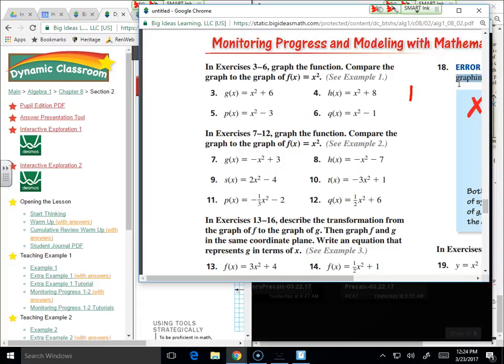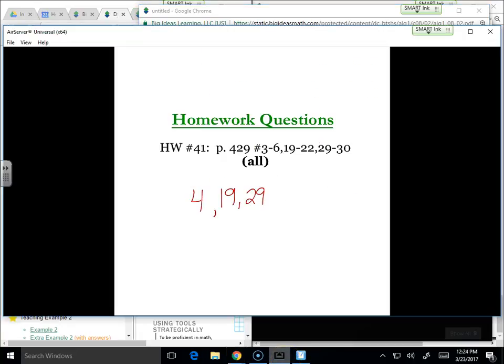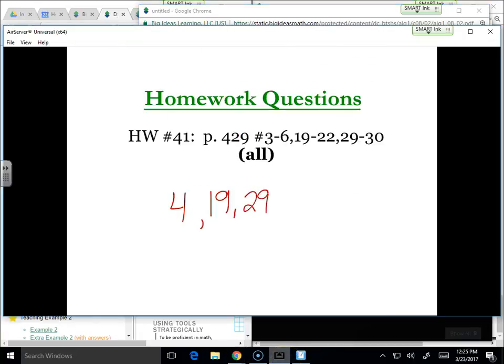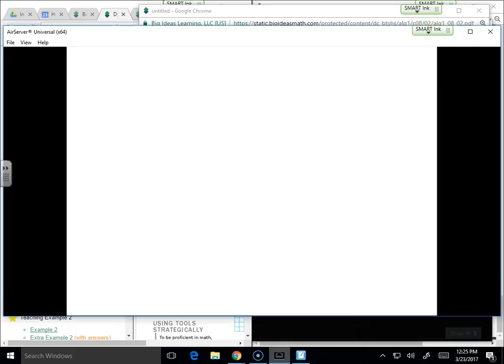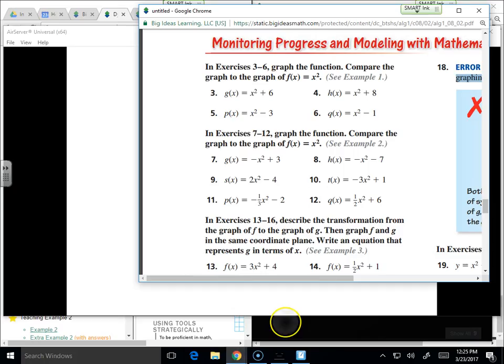For number 4, guys, what table would we have made in order to try to solve this? We would have made our chart. We would have put our x and then our f of x, right? All right, in our homework, it says to graph x squared plus 8, true? Wouldn't we have made a table, kiddos, on number 4?